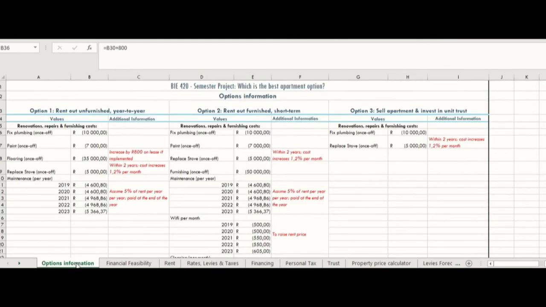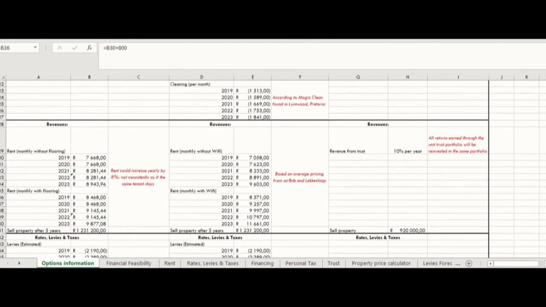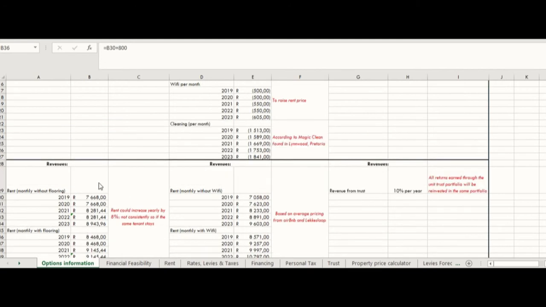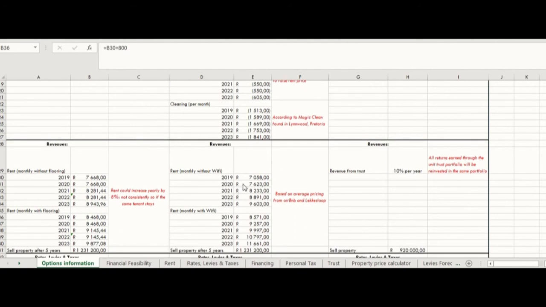Going back to the options information sheet, we can now look at the revenues for each option. You will note that option 1 and option 2 each have 2 scenarios. Here, when the new flooring is installed, we can ask more on our lease per month. For option 2, I found on the Airbnb site that if an apartment has Wi-Fi, you can charge significantly more per day. For interest sake, I wanted to check out what the difference would make if Wi-Fi were installed.